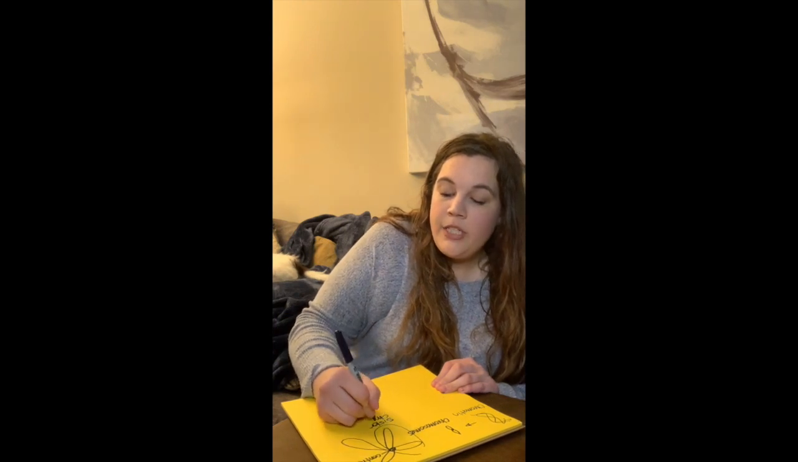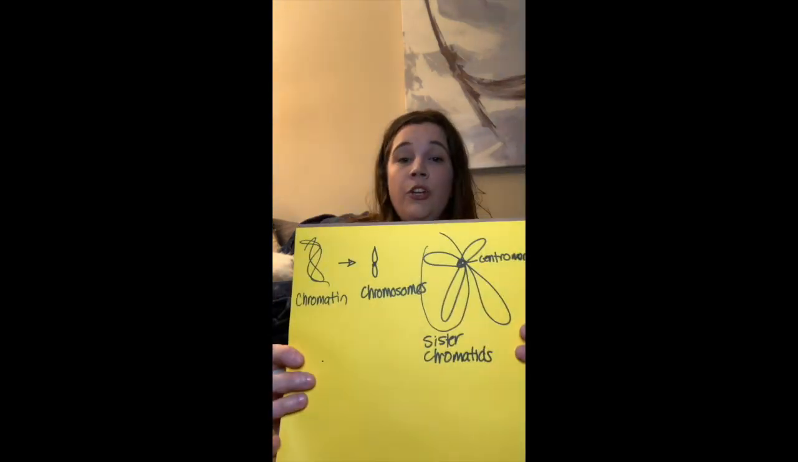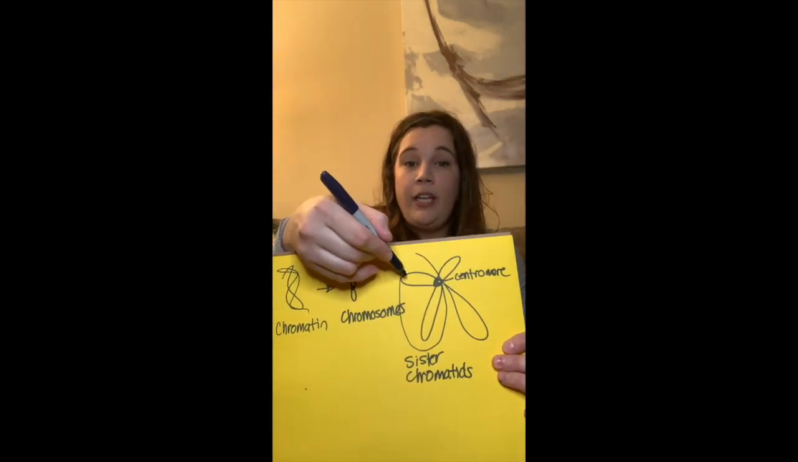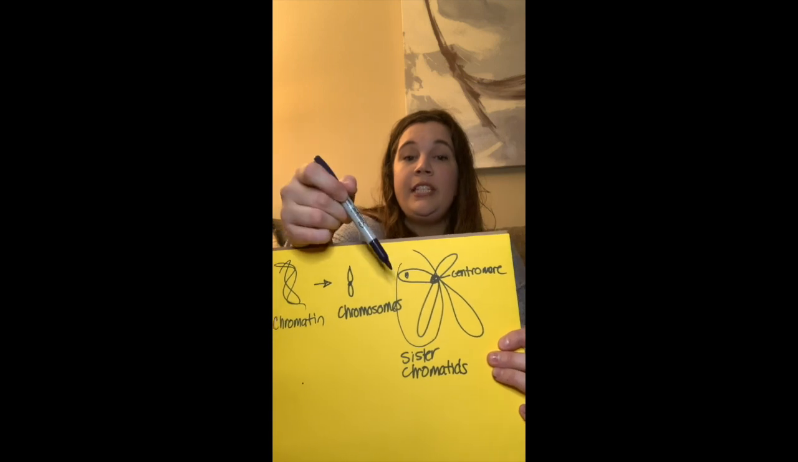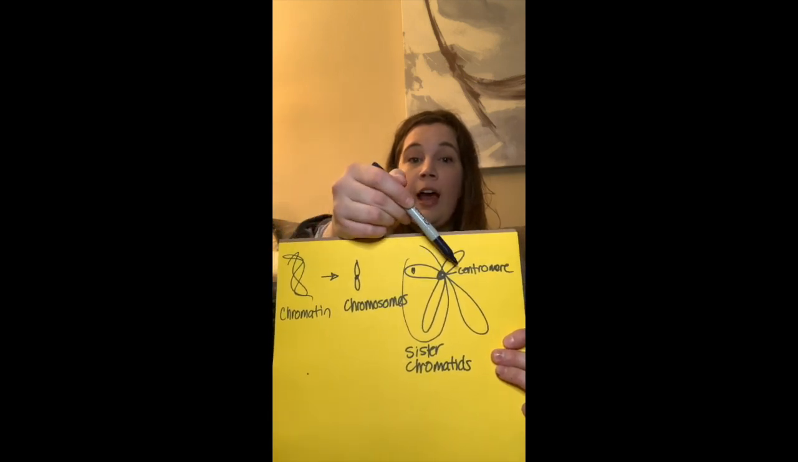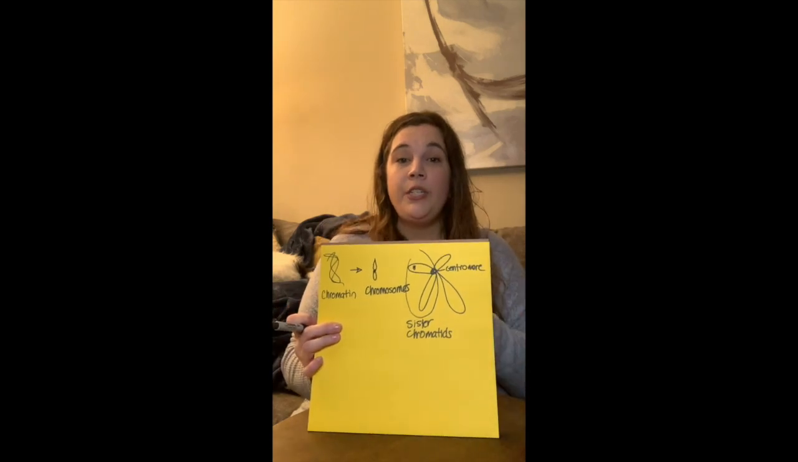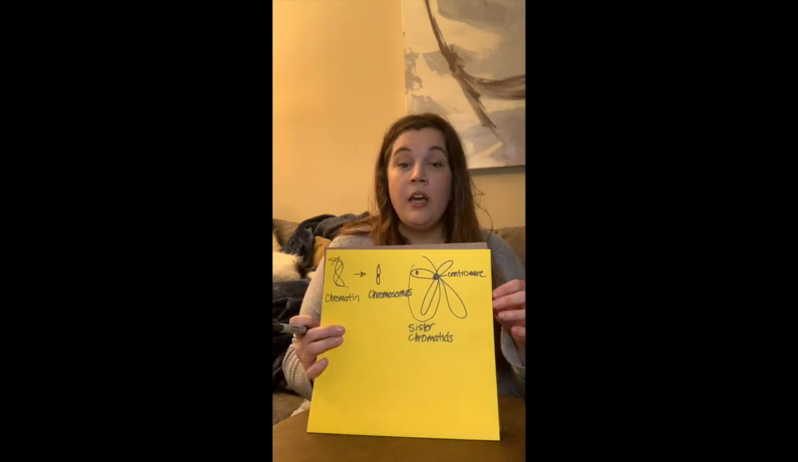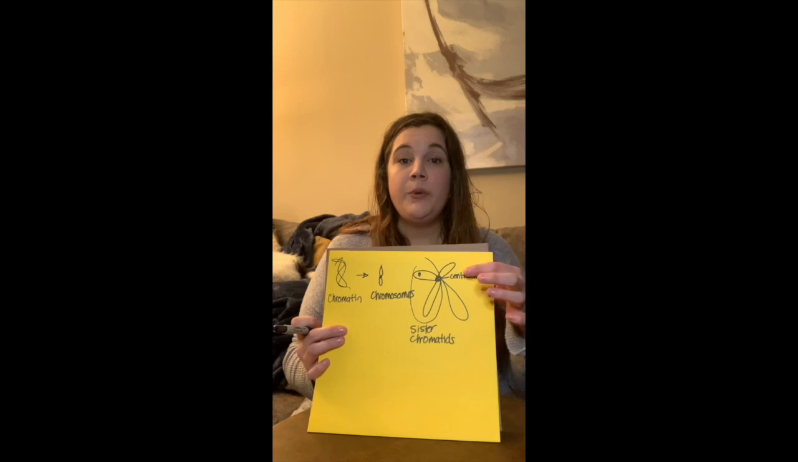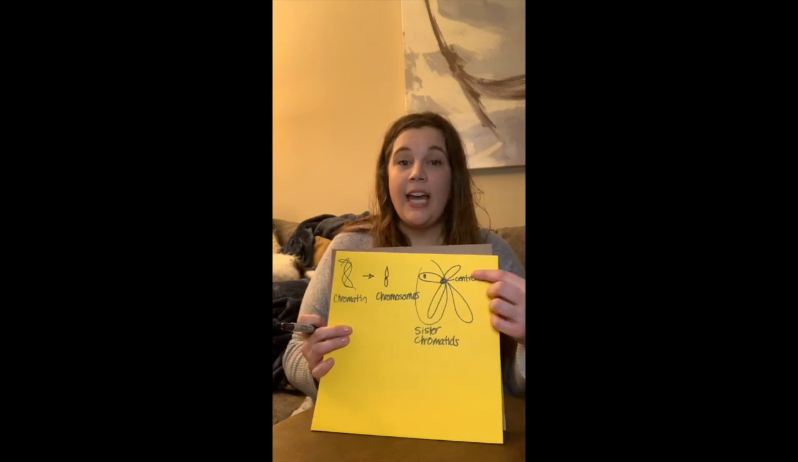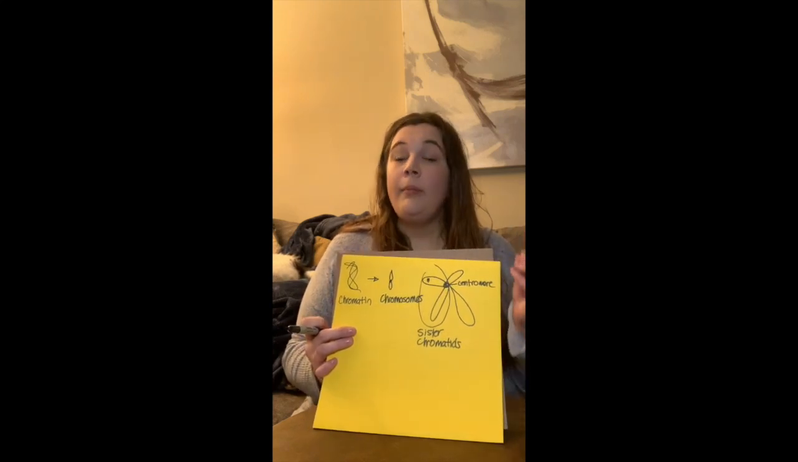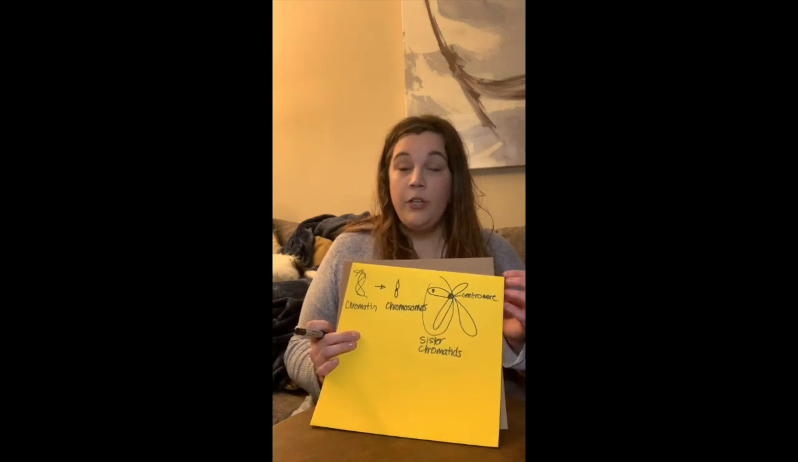Now remember, the sister chromatids, those are identical. So anything that we have right here, if this is the code for brown eyes, on this side, it's going to be the code for brown eyes. So when we have mitosis, the division of the nucleus, the sister chromatids are going to pull apart, so each new daughter cell will have the exact same traits. Remember, in mitosis, you want to have two identical daughter cells.